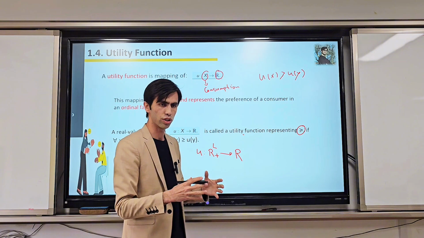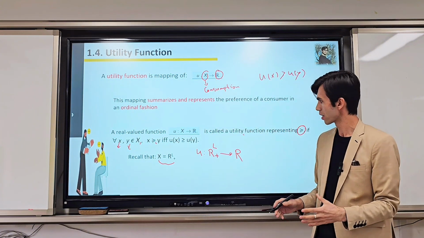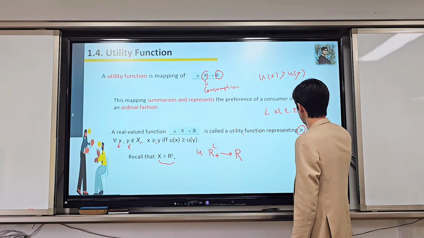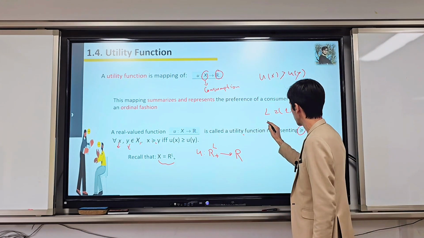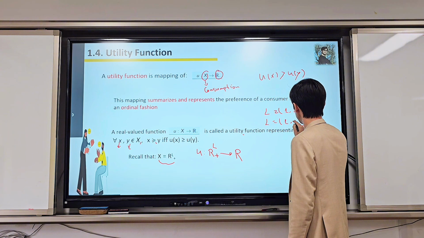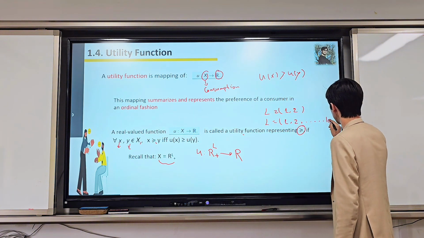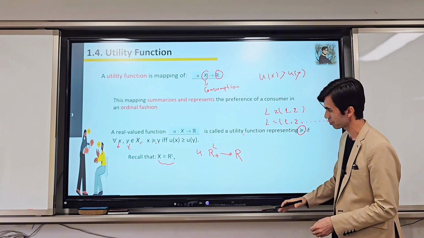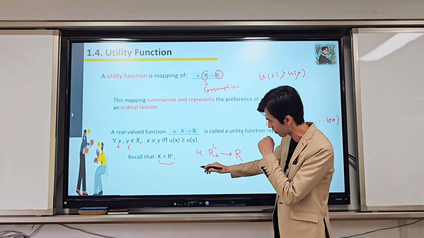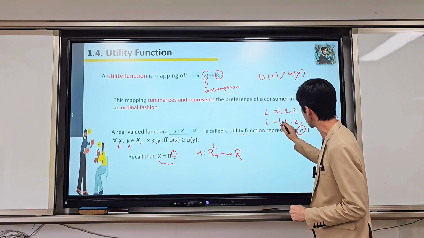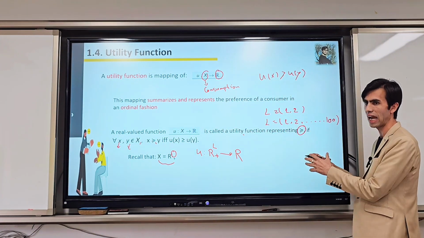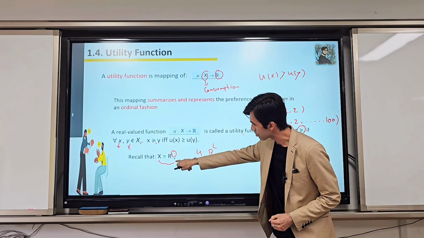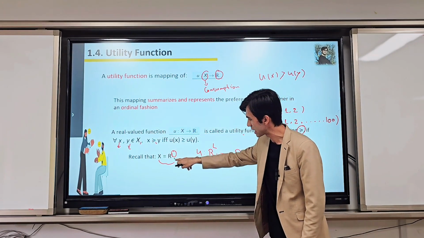It says the number of goods and services that we have in a consumption bundle. For example, L can be just 1 or 2 goods in our consumption set. L can be 1, 2, 3, 4, 5, like 100. Different combinations of goods and services we can have here. So that L comes from the number of goods and services that we have in our consumption set or consumption bundle. Then the plus means that this consumption set is non-negative.